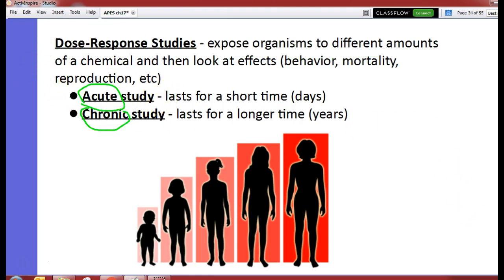So an acute study would be one that lasts for a short amount of time. So you'd see somebody come in for a couple days, they'd do a study, and then a chronic study would last a longer period of time. So this would last years. Sometimes they follow them all the way from when they're a child to when they're an adult. And what they're looking at here is the long-term effects of exposure or of their genetics or whatever. And so they're going to look at that through a long period of time.